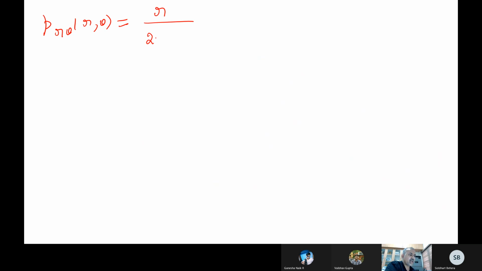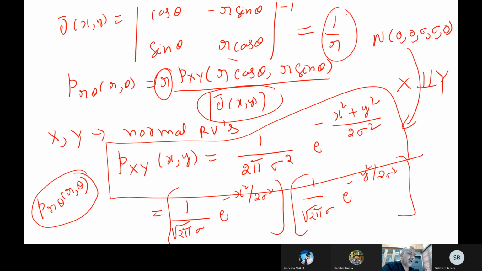And now we substitute all other expressions, say 2 pi sigma square. So now we have to substitute r cos theta, then r sin theta. So substitute x is r cos theta, y is also r sin theta. So x square plus y square. What happens here? X is equal to r cos theta, y is r sin theta. So what happens to x square plus y square?